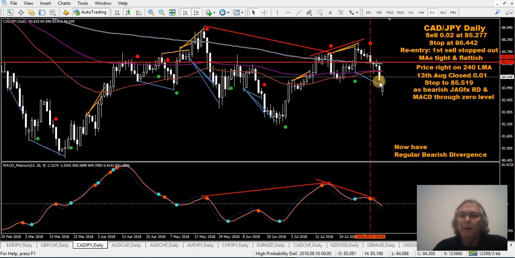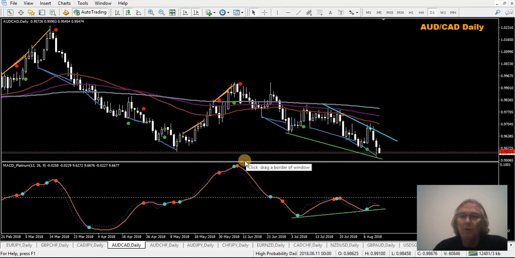This morning I've got bullish JAGfx RD, that blue trend line there, and MACD Platinum was at the 0 level, so I closed half and brought my stop down, and look at this big bullish candle today. So I'm thinking this is another one that might be heading upwards, but at the moment we're in a sell and we're protected. We can't lose it on that one unless something drastic happens.